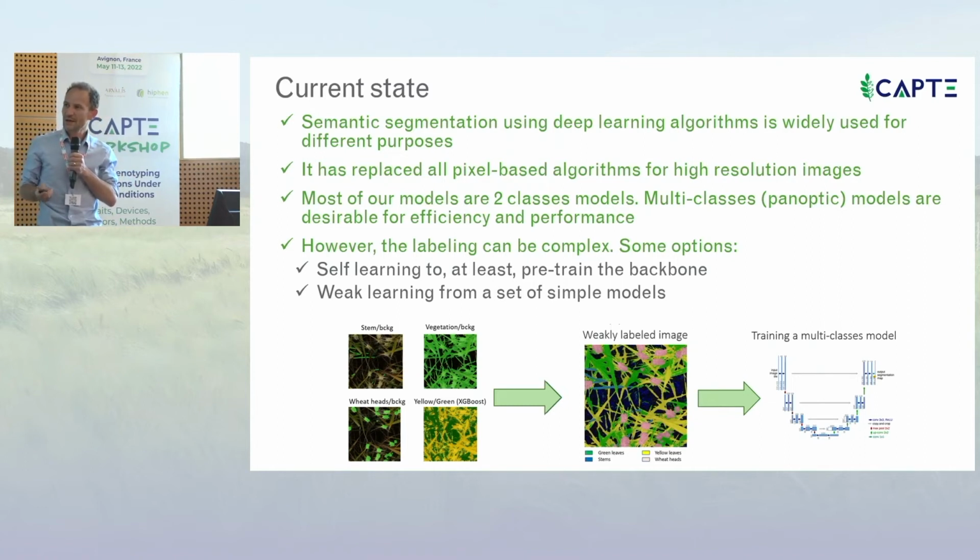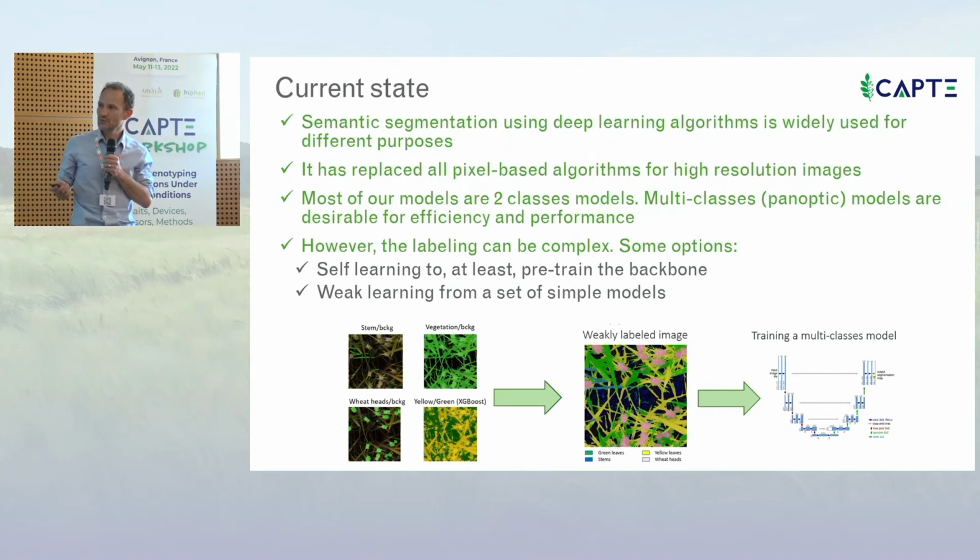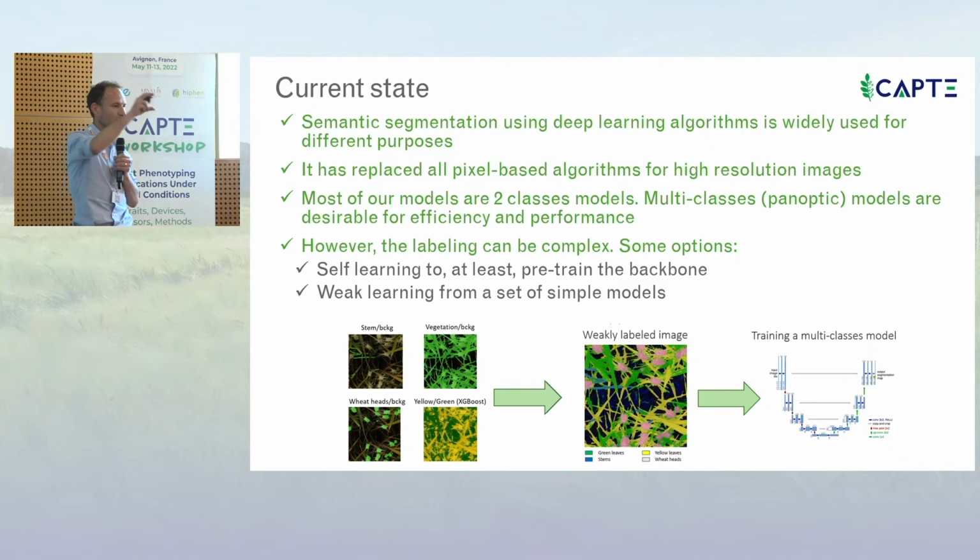One option is to use weak learning, where you start from different binary models, which will provide you with a classification with heads, leaves, stems, etc. Using this composite image, you can train a multi-class model. So it's also work in progress.